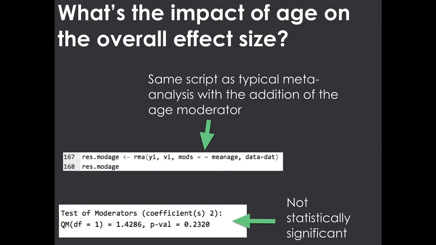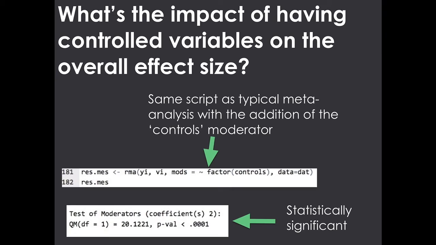In this example, I'm going to go into what the impact of age is on the overall effect sizes. Now you use a very similar script as with the typical meta-analysis, just with the addition of the age moderator. In this example, it wasn't statistically significant. The other thing is asking the question what the impact of having controlled variables on the overall effect size is. Once again, we use the same script, except we add the controls moderator. And in this example, we found that this was statistically significant.